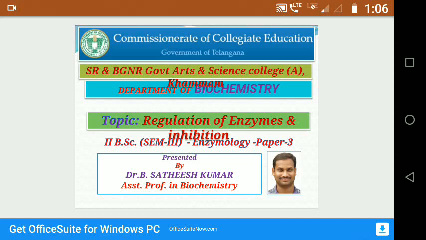We have been discussing the fundamentals of enzymes, that is Unit 3 in Paper 3 of BSc Biochemistry. And in today's topic, we are going to discuss the fourth unit, which is regulation of enzymes and inhibition. In this unit, we are going to cover topics related to regulation of enzyme activity as well as the different mechanisms of inhibition of enzymes.